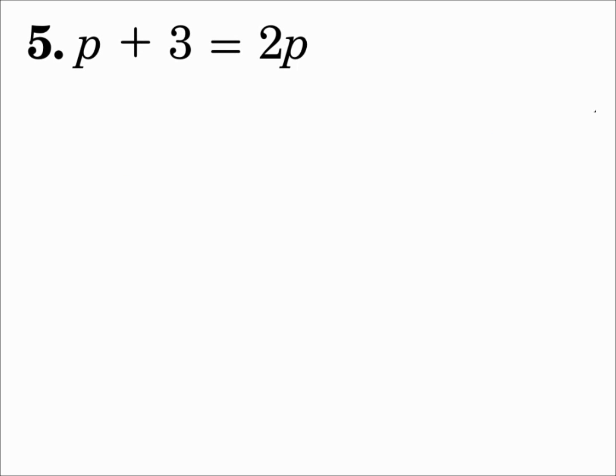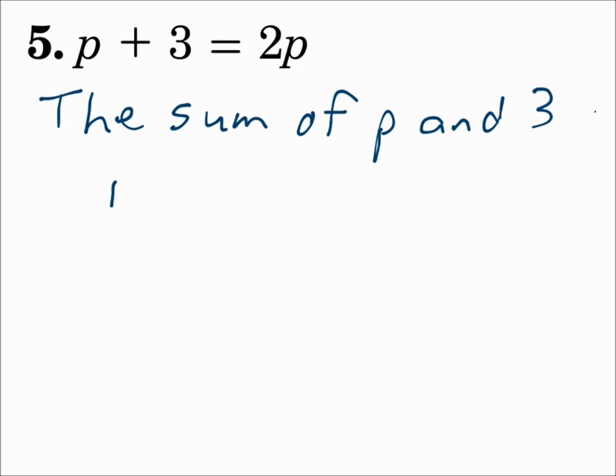Number 5, p plus 3 equals 2p. Well, I could say p plus 3, but here's another way you could see it. Since I'm adding, I could say the sum of, what am I adding? P and 3. That equals, so I could say is, and what is that? 2 times p. There are lots of ways to write a correct answer for these. Just choose the phrase that comes to mind.